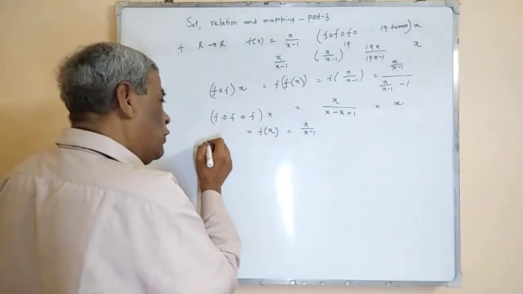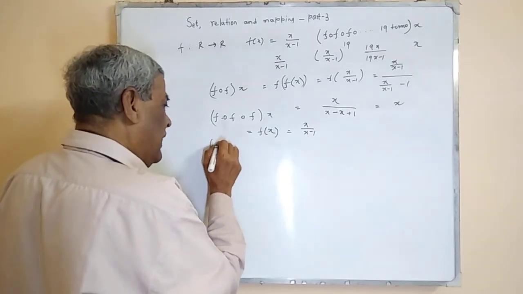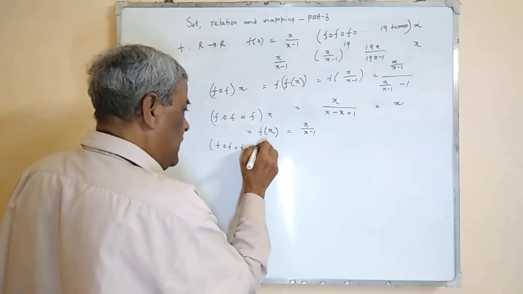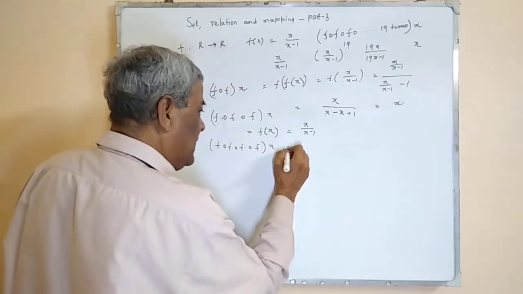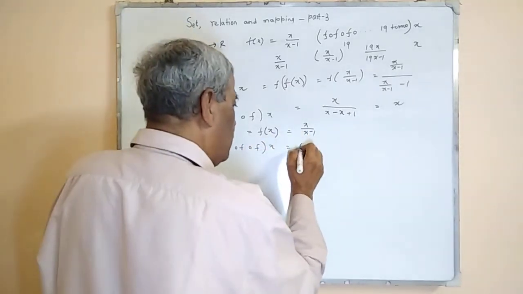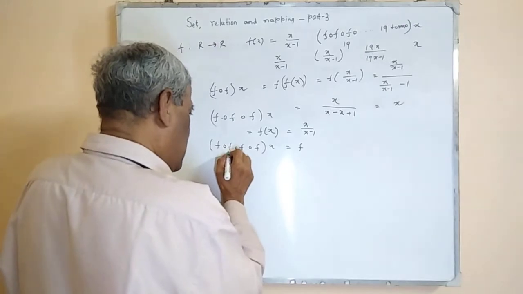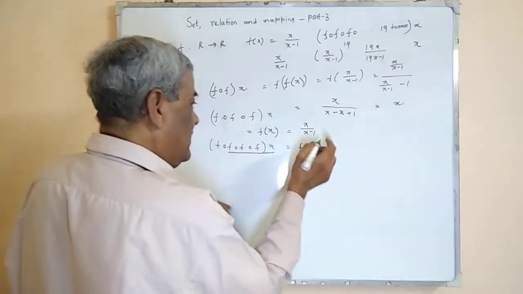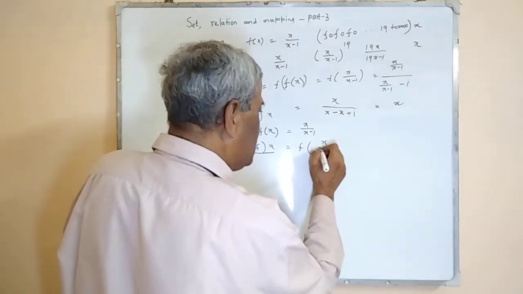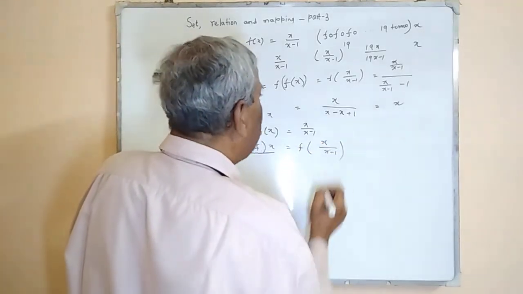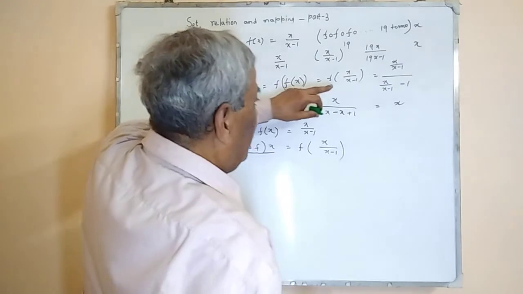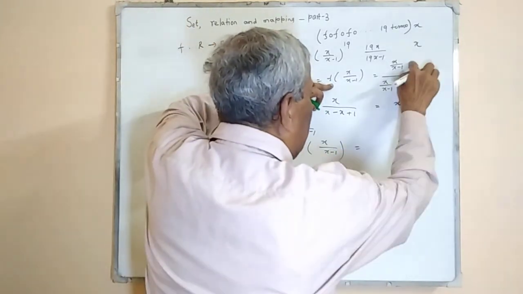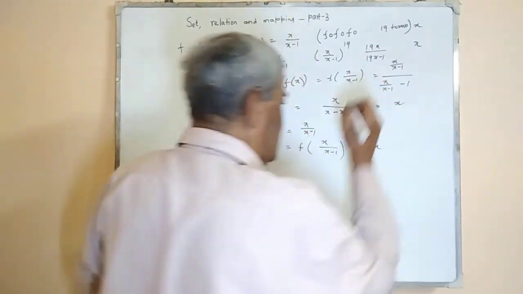If it is applied four times, f composed with f composed with f is equal to f of x/(x-1). The same thing happens, and after simplification this is equal to x.